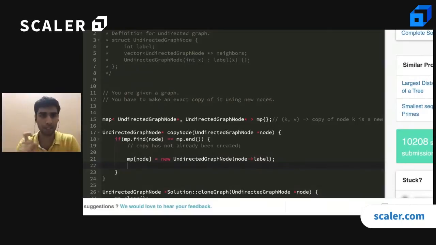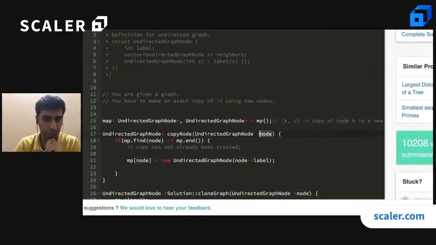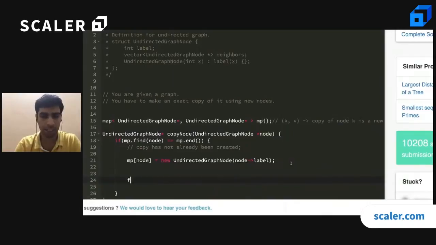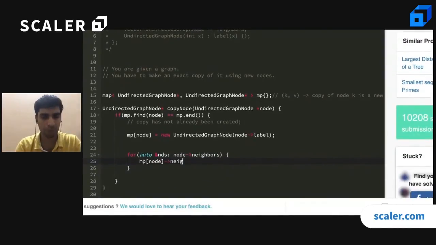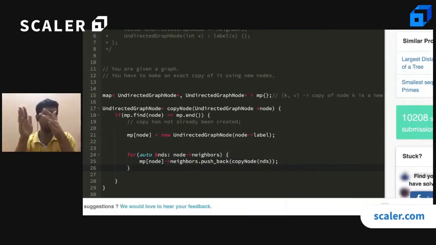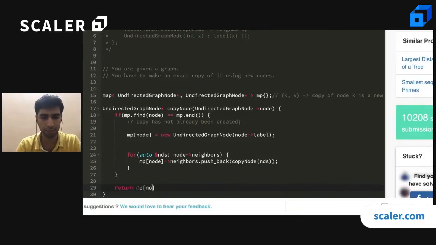Now I have to fill the adjacency list, or basically fill the neighbors of the copy, right? I need to ensure that whatever neighbors were there in this node, a copy of those neighbors is also present in my new node, right? So what I can do is say for each auto node in the neighbors of the node, I should pass a copy of that into the new node's neighbors. I can say that pass a copy of those nodes, right? Once I have done that, my copy is also completely formed. I will go out of this if condition and I can just return mp[node].